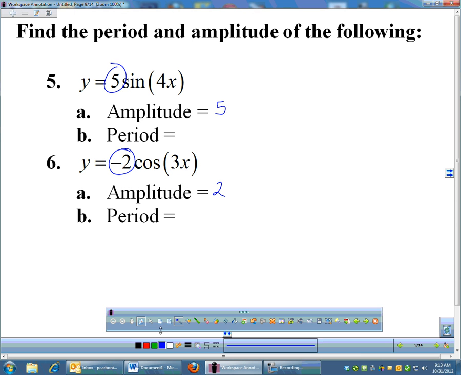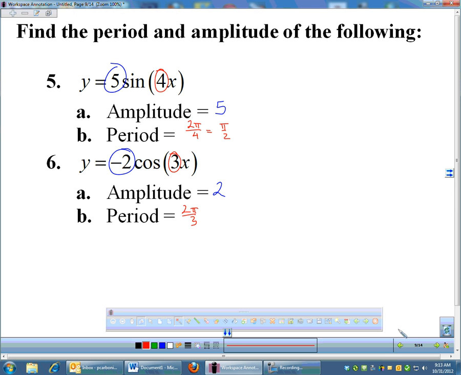Period is a little bit trickier because for period, you do 2 pi divided by the coefficient of x. So period for number 5 would be 2 pi divided by 4, which reduces to pi over 2. For number 6, it's 2 pi divided by 3, which does not reduce any. So that's how you find period and amplitude.